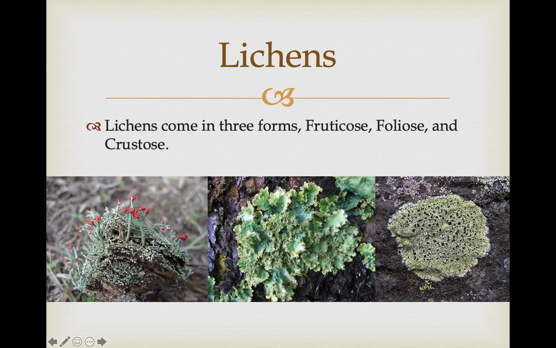There's three different types of lichens. You can see them fairly commonly if you go outside and look. This is called fruticose, this is foliose, and this is crustose right here. And we'll go over each one of them in just a second.